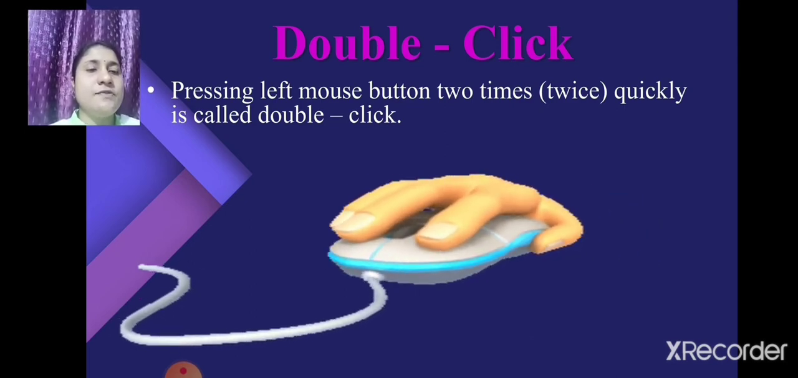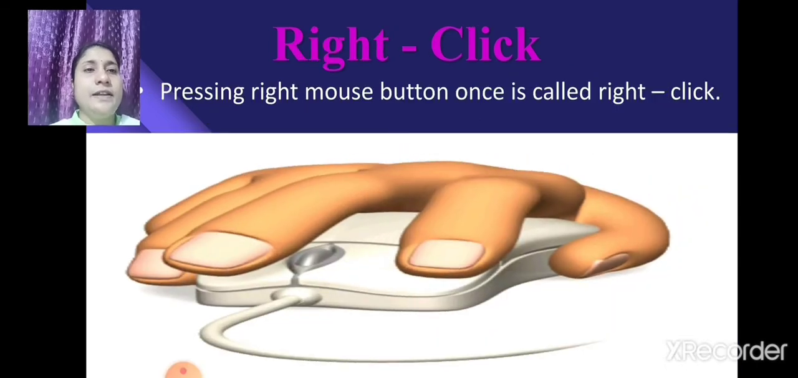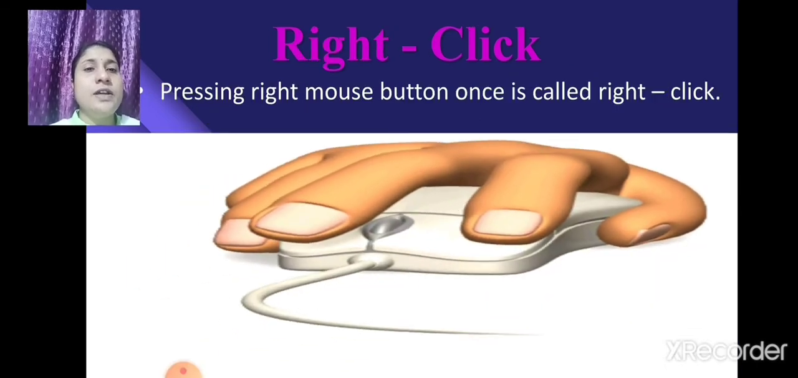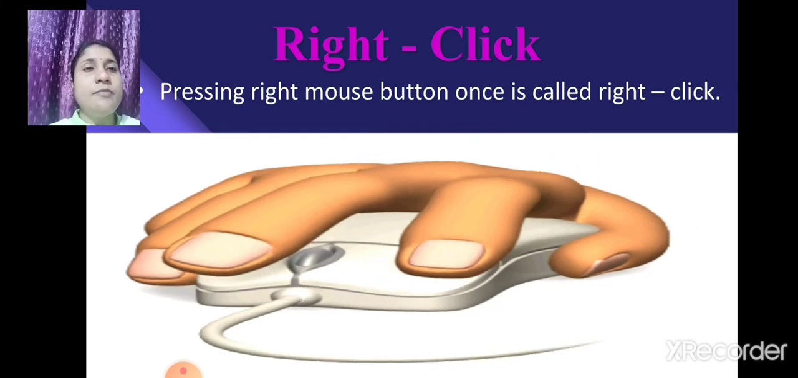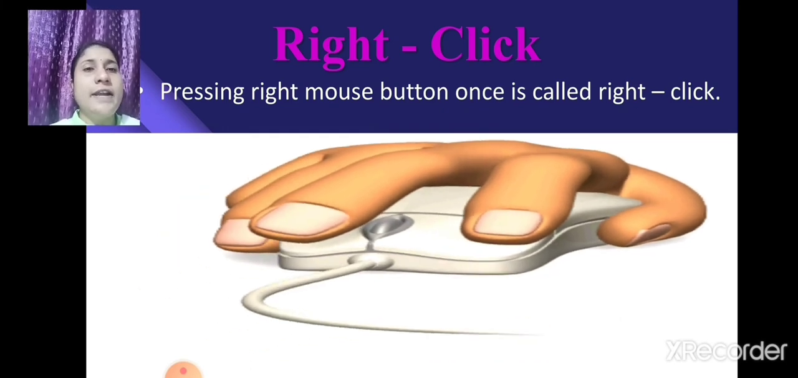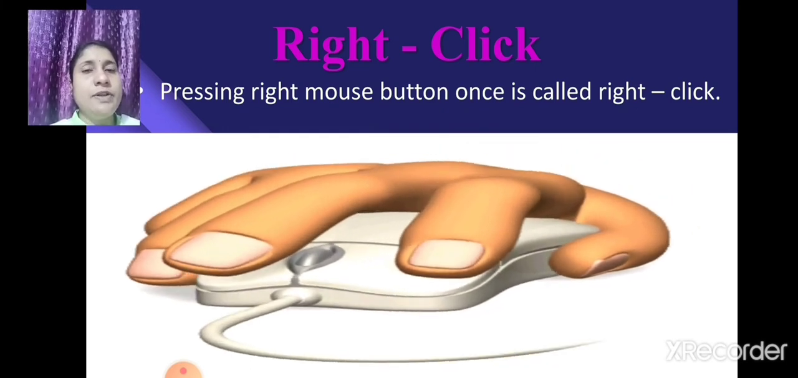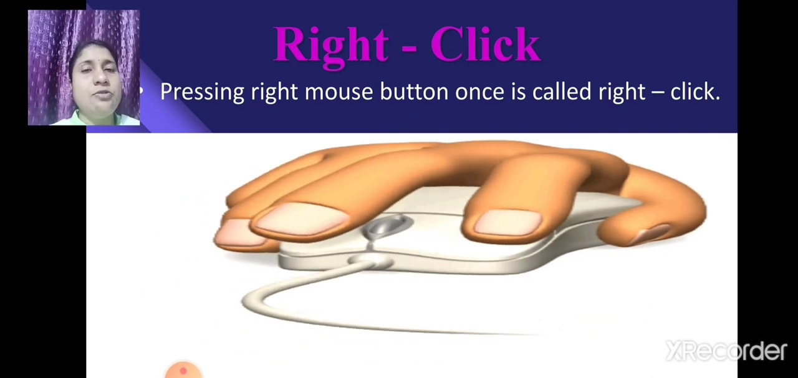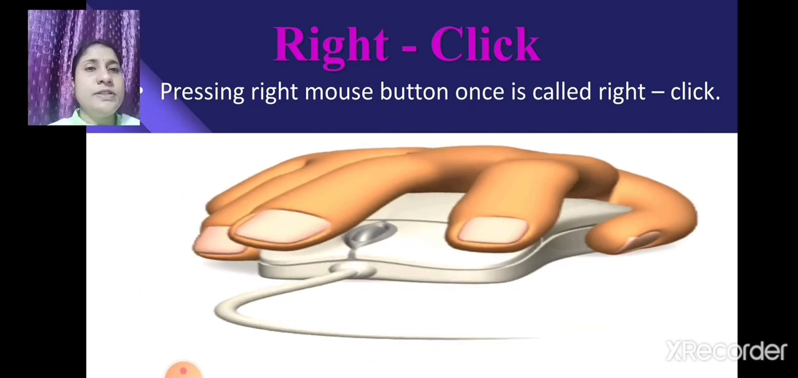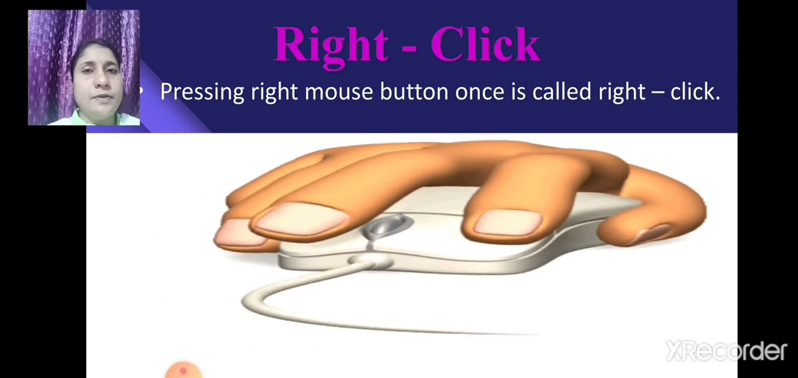Now the next, what is the next? Right click. When you press the right mouse button once, it's called right click. How many times will you press the right button? Only once. Only one time you are going to press the right mouse button, so it is called a right click.